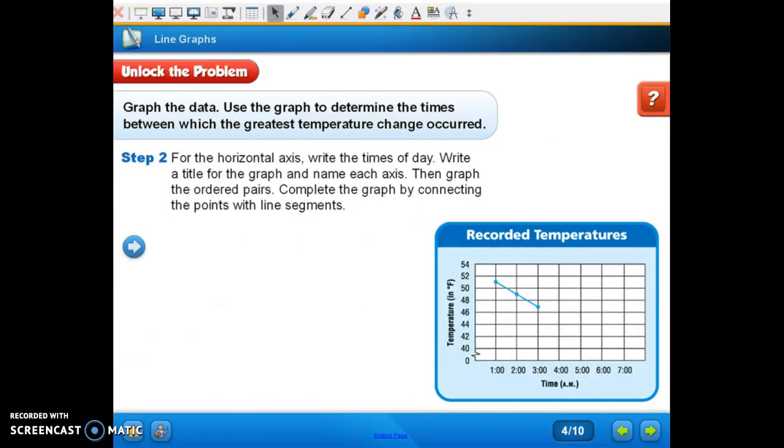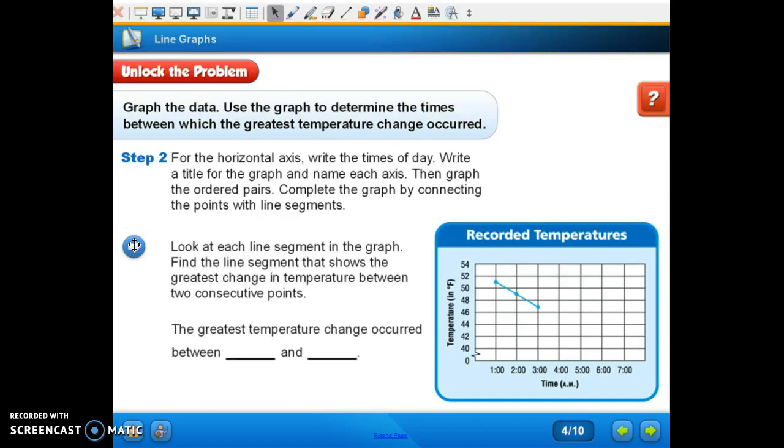So here's our graph. It says step 2. For the horizontal axis, write the times of day, which is already done for you, and write a title. What is the title of this graph? Recorded temperatures. Okay, so not only did we write the numbers down here, but we told what that is. We labeled it. And then it says, then graph the ordered pairs. Complete the graph by connecting the points with line segments. Now, when we did it on our coordinate grid yesterday and we graphed those points, we didn't complete it with a line segment, right? So that's why this is a line graph, because you have line segments between your points.